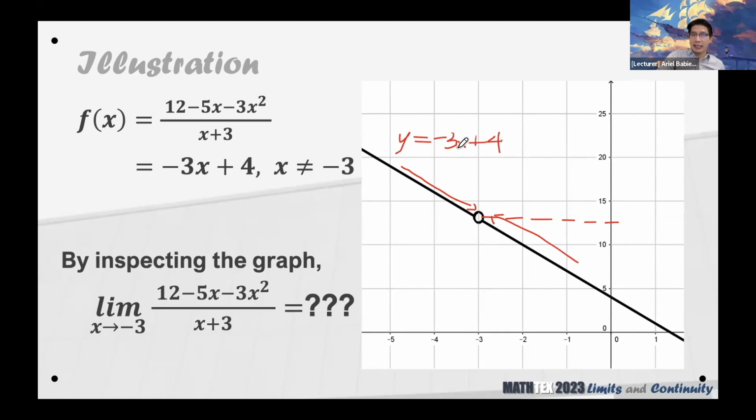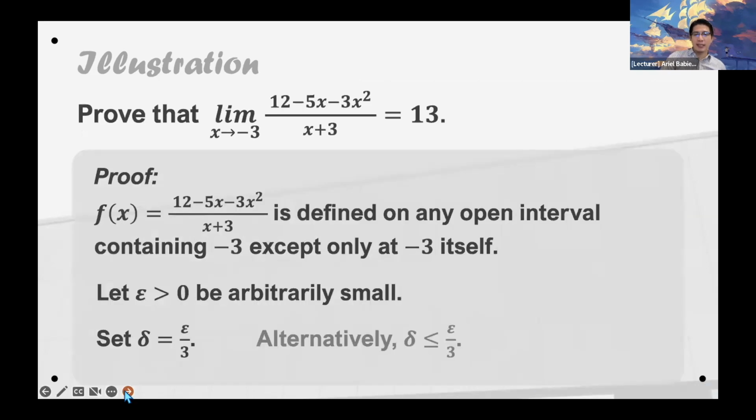And if you plug it in here, in fact, it will give us negative, not negative, sorry, it will give us 13. So by inspecting the graph, we are going to get a limit which is in fact 13. Okay? And then again, you can proceed with the epsilon delta definition if you want. You can really prove that the limit of this function is 13 as x approaches -3.